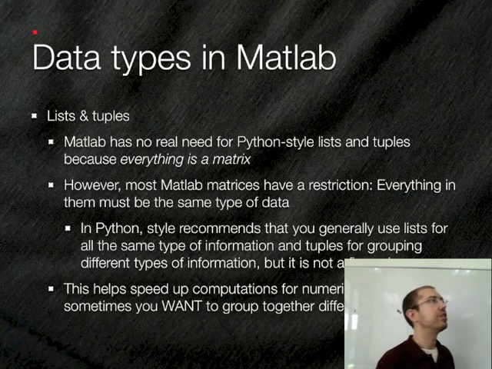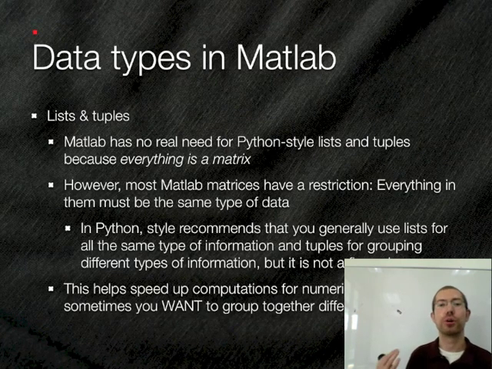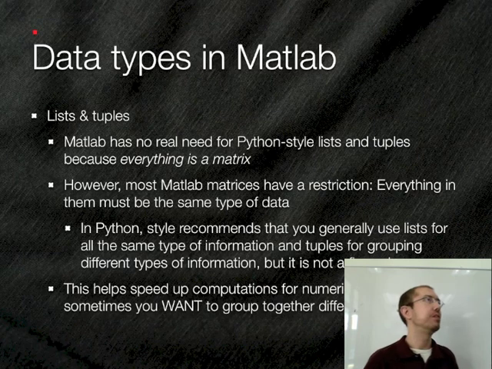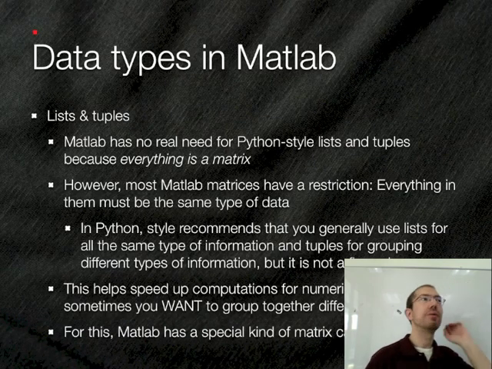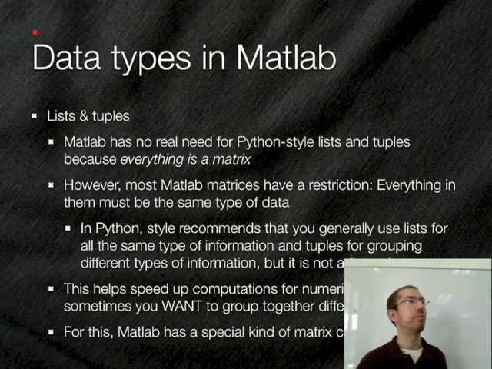But there are occasions where you want something like a list or tuple where you want to group together different types of data. So you might want to package together a string and a number and a logical value all together. For this, Matlab has a very special sort of matrix called a cell matrix.